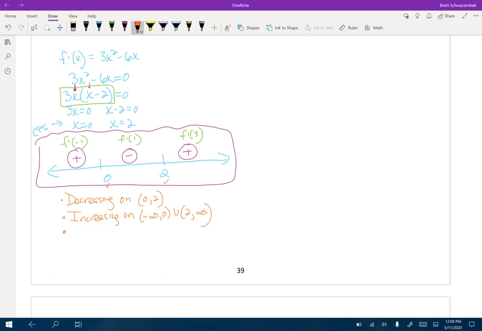Well, this goes from, are you ready? It goes from positive, positive, positive to negative, negative, negative. So what do we create? We create a local max at x equals 0. And this one goes negative, negative, negative, then positive, positive, positive. So we create a local min at x equals 2. Just as a side note, as I've always been doing, the coordinates for this are (0, 0) and (2, -4), that you get by plugging 0 and 2 into our original function.